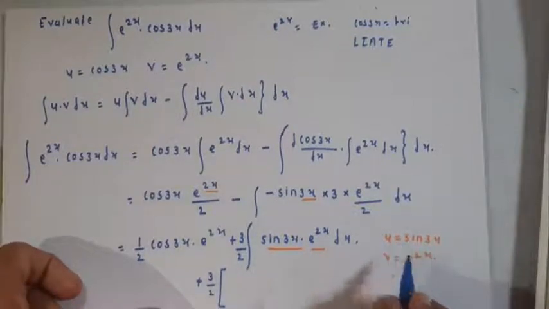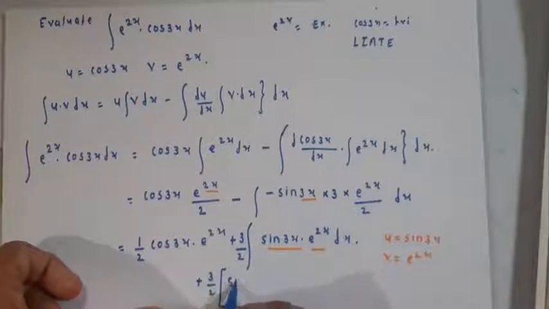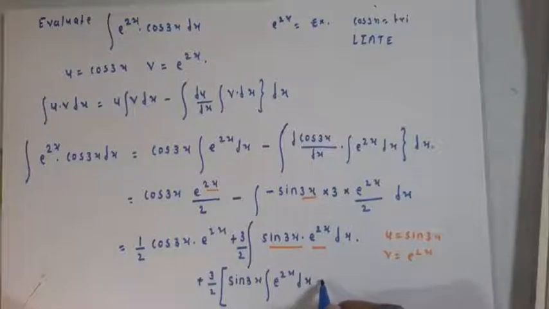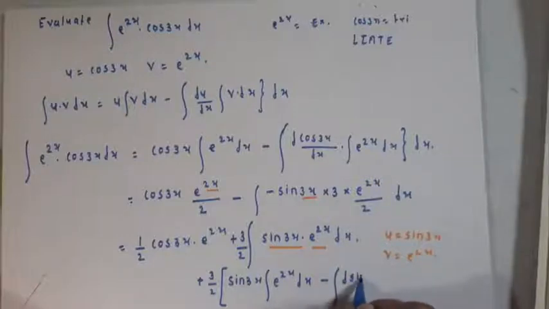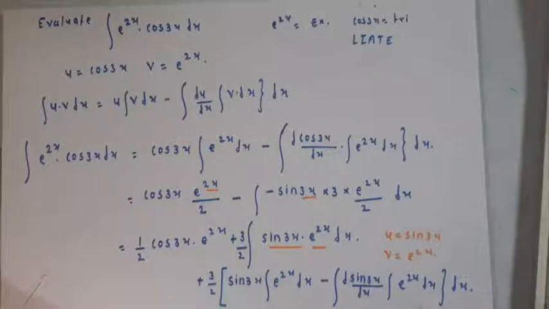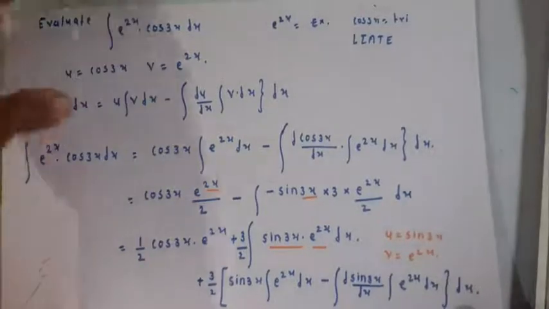So the integration of u, we keep u outside. Integration of v, that is integration of e raised to 2x with respect to x, minus the integration of the differentiation of u, that is the differentiation of sine of 3x with respect to x, into the integration of e raised to 2x with respect to x, and the whole integration with respect to x. In this way we have to solve.